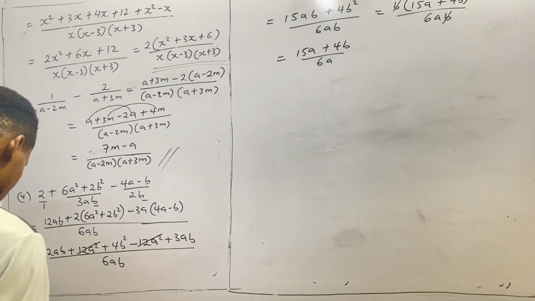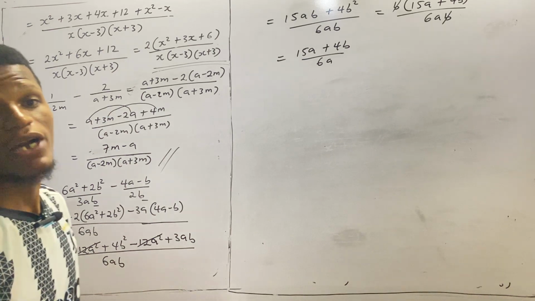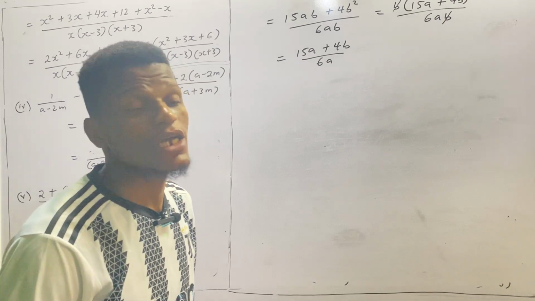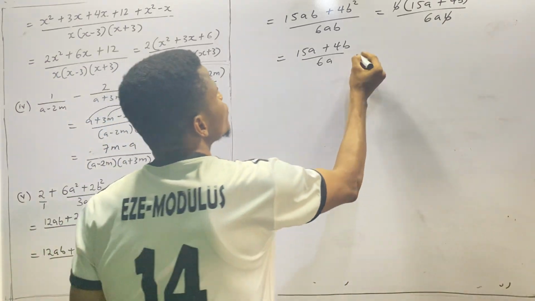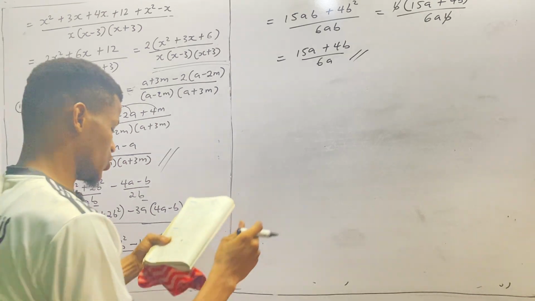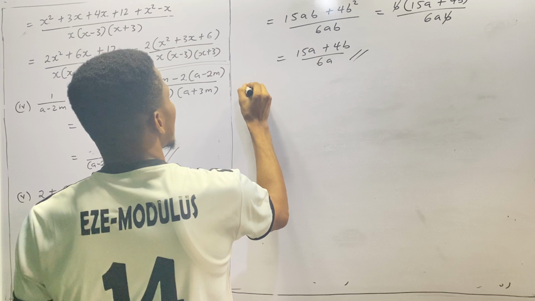So that should be our final answer. Yes, there's nothing to cancel out. Actually, we have already canceled out any possible thing that needed to be canceled out. Okay, so that should be our final answer. So we go back to the last question, which is VI.